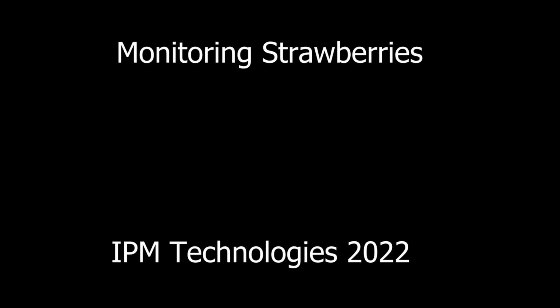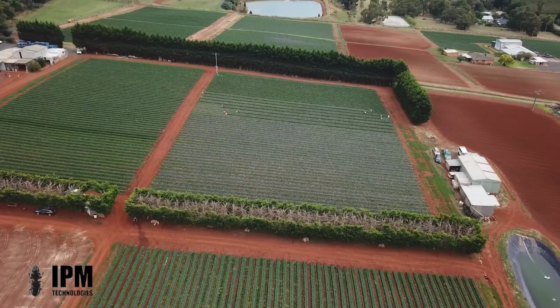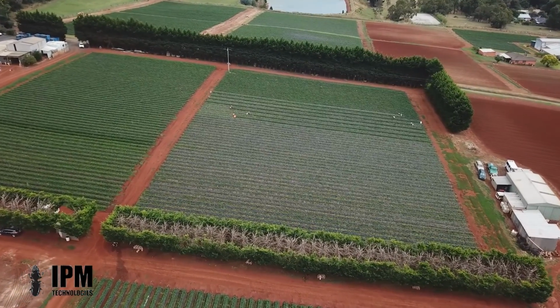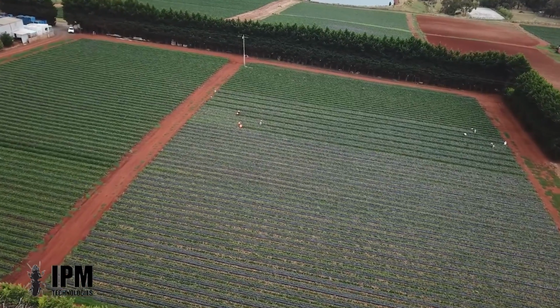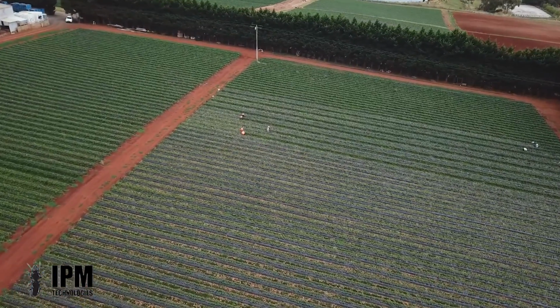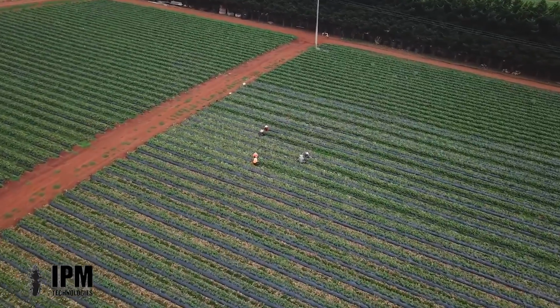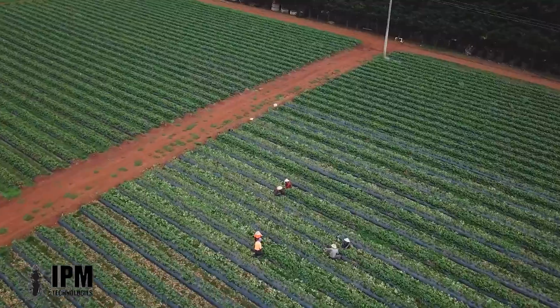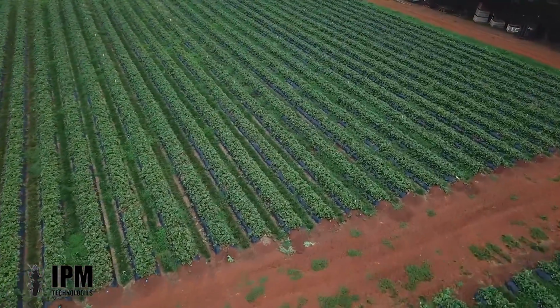IPM is now the mainstay of pest control in strawberries in Australia. This applies to all types of growing systems, whether outdoor or protected, or grown hydroponically or in soil. The main pests in any strawberry growing system are two-spotted mite and western flower thrips. Both of these pests favour hot and dry conditions and as such can be worse under plastic or glass.